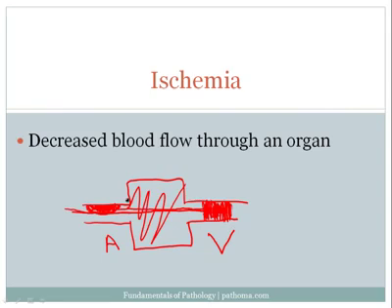Just as long as we're on the topic, another classic cause of Budd-Chiari syndrome would be a patient with lupus who has something called lupus anticoagulant, which creates a hypercoagulable state in that patient.